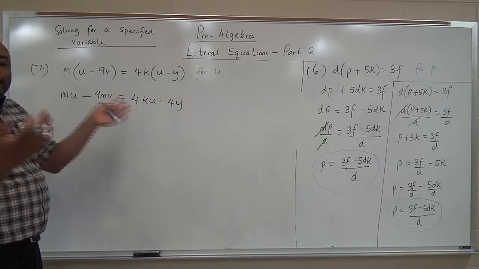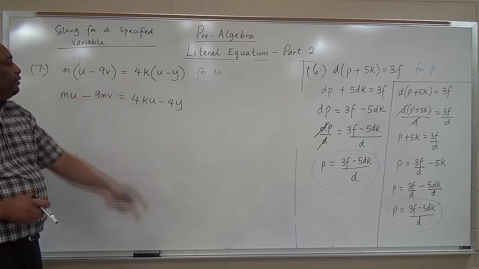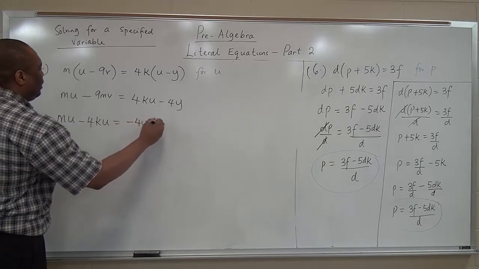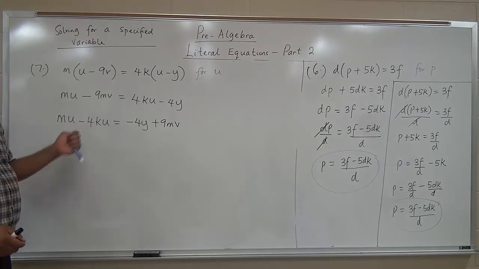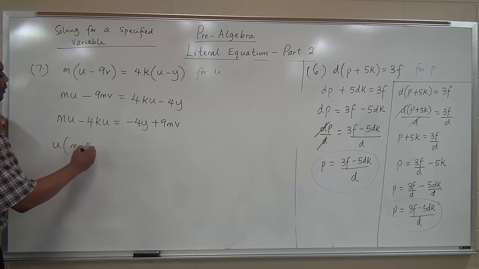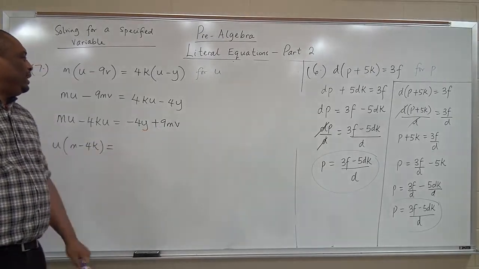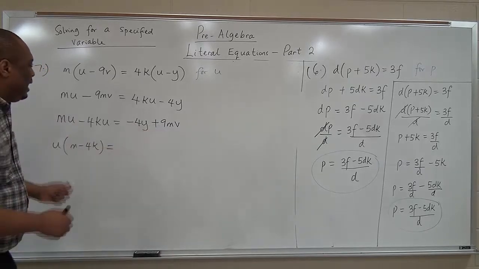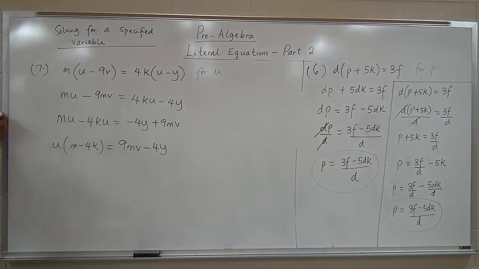So we get all the like terms together. We get this 4ku to come on the left hand side, and 9mv to move over there. So this will be mu minus 4ku equal to negative 4y plus 9mv. Let's factor by GCF, greatest common factor. We have that u(m minus 4k) is equal to, we like having a positive come first. I mean, it doesn't matter if you have negative 4y, but since we have plus here, I would prefer to write 9mv minus 4y. Then we now divide both sides by m minus 4k.